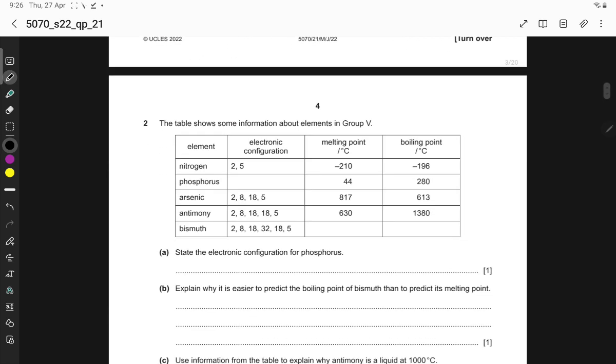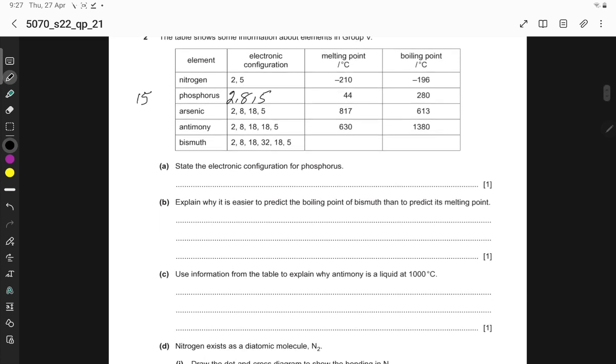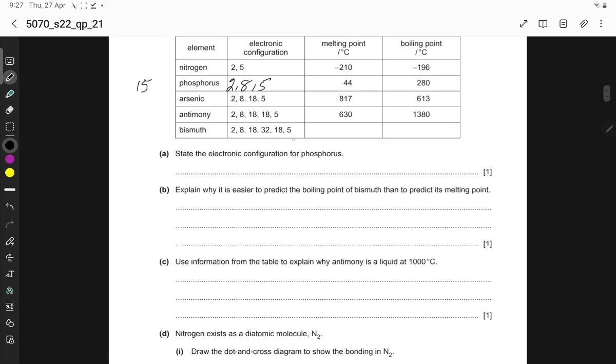The table shows some information about elements in group 5. Phosphorus is present in the third period. So the electronic configuration would be, the atomic number is 15, 2, 8 and 5. State the electronic configuration for phosphorus. This is 2, 8 and 5.